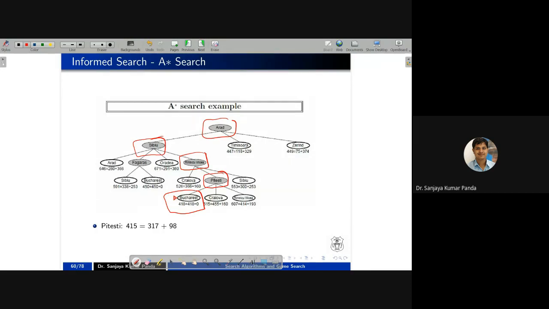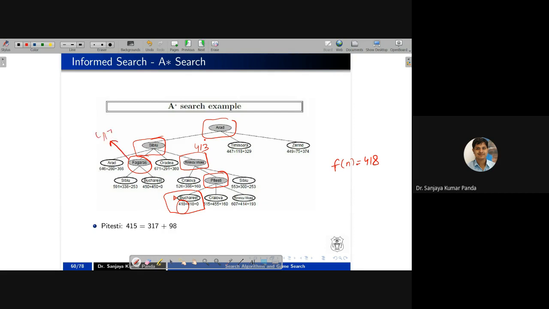Okay. But interestingly, you can see, suppose I expand F. What is the cost you are getting? The total cost you are getting here is 418, right? The f of n value you are getting is 418. Suppose instead of taking this R, I have selected F, because there is a close fight between F and R. This value is around 413 and this value is 417.